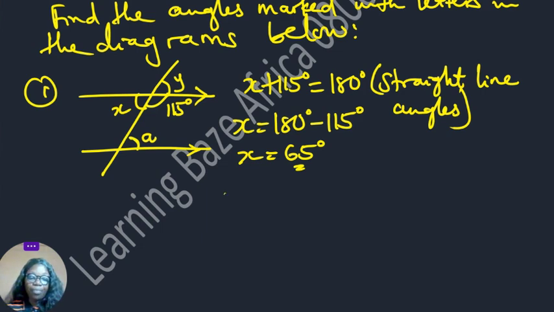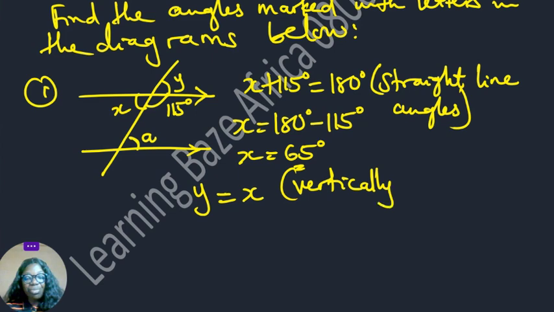Now what is Y? Now if you look at Y, it is vertically opposite to X. Y is equal to X because they are two angles facing each other. They are opposite each other on two lines that are intersecting each other. So we said they are vertically opposite. Always write the reason. Vertically opposite angles.